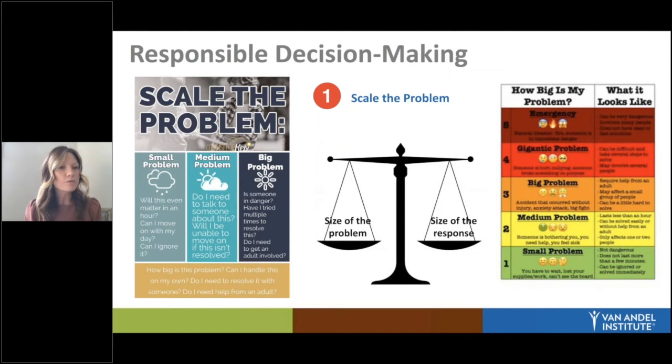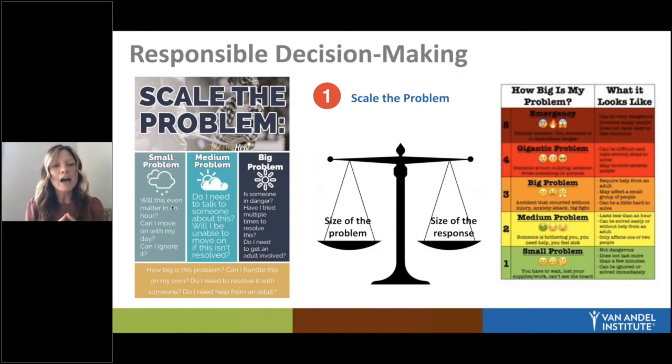I love this visual called Scale the Problem here. It kind of lays out what is a small problem, what is a medium problem, and what is a big problem. So a small problem, will this even matter in an hour? Can I move on with my day? Can I ignore it? That's a small problem if they answer yes. A medium problem, do I need to talk to someone about this? Will I be able to move on if this isn't resolved? That would be a medium problem. And then a big problem is someone in danger? Have I tried multiple times to resolve this and it's just not working? And do I need to get an adult involved?